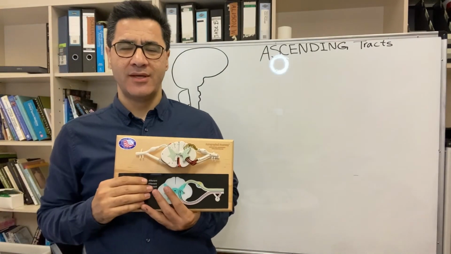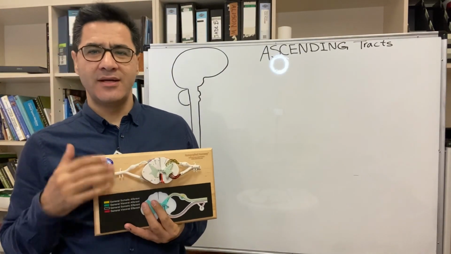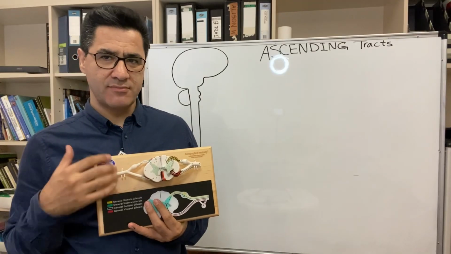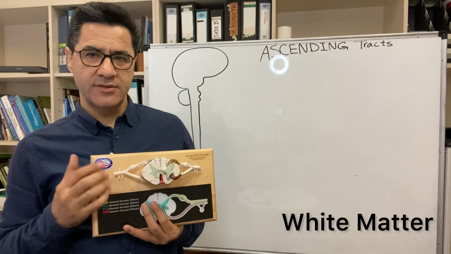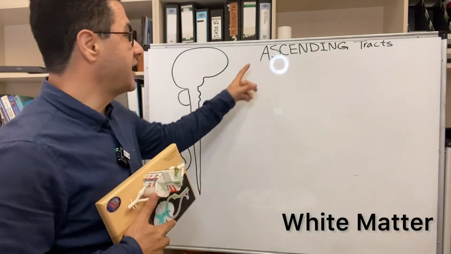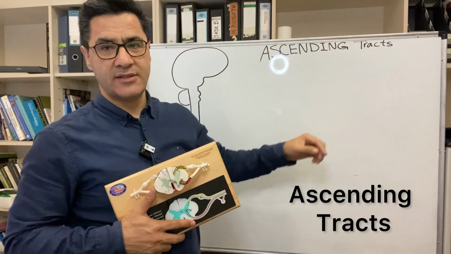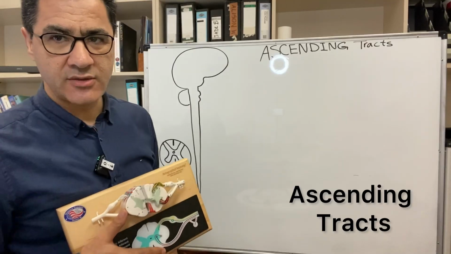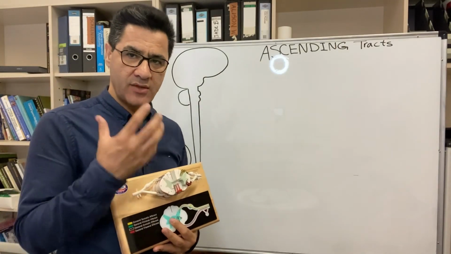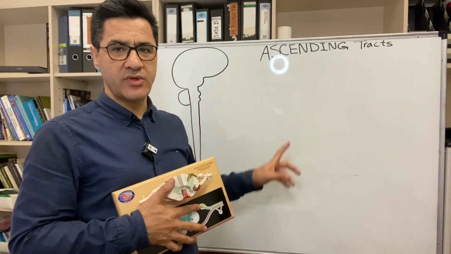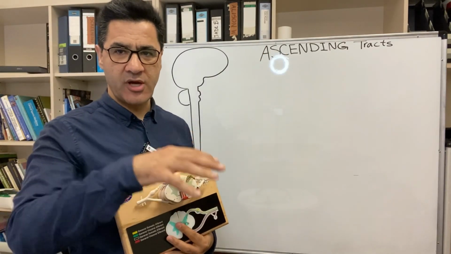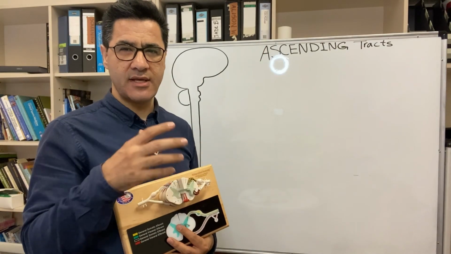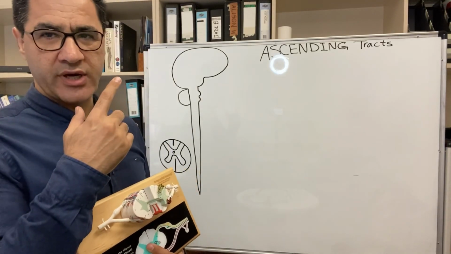Hi guys, in my previous video I discussed the basic concepts of the white matter. Today I'm going to talk about the ascending tracts. The white matter of the spinal cord acts like a highway, with tracts going up carrying the sensory information from our skin, our muscles and joints to the brain.